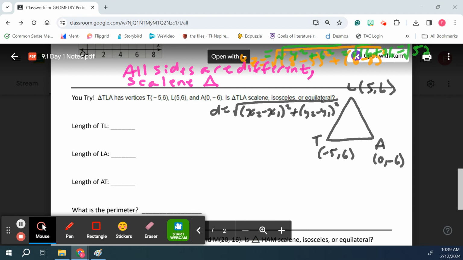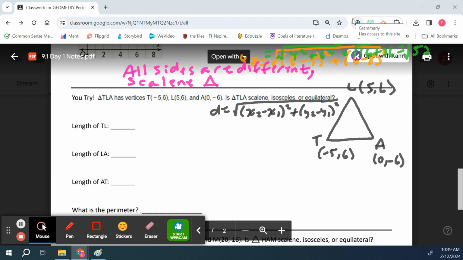Are you seeing it now? Good, good. That's all I want to do, right? Because you're going to have to do this on your test and quiz. So I just want to see how we're doing with that setup. What'd you get for AT? Square root of 119. Okay, let's talk about these a little bit.